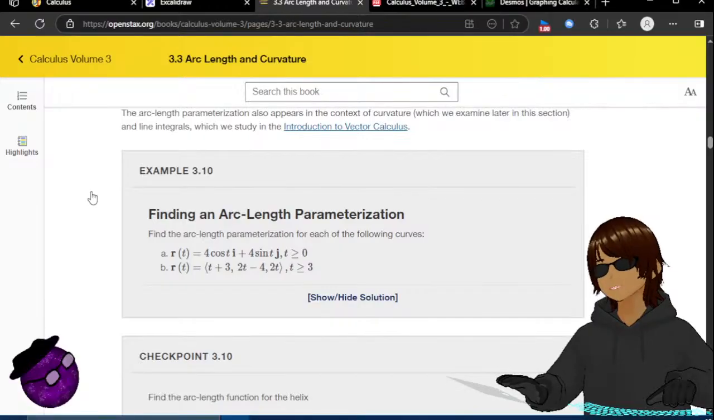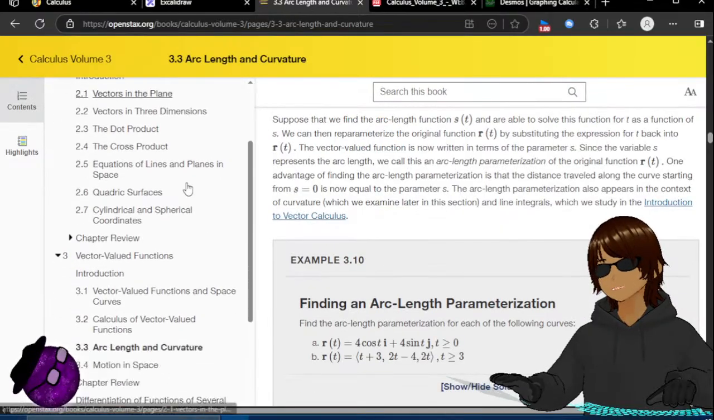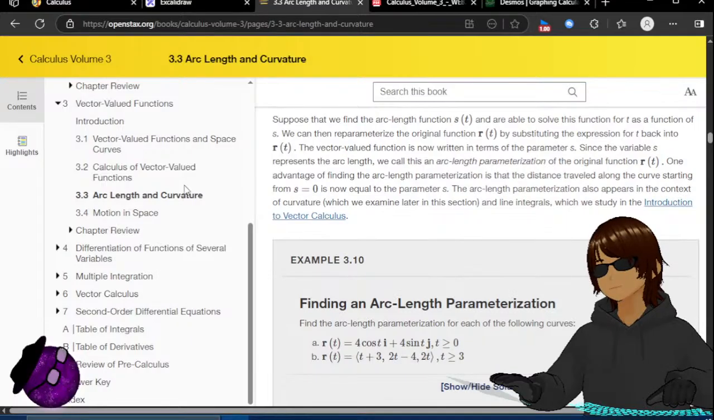Okay, when is vector calculus? Aren't we already doing vector calculus? I guess there's more to it.